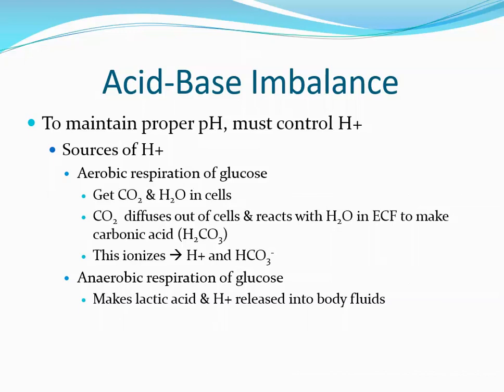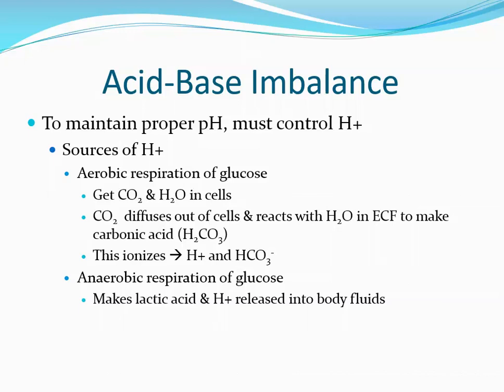For example, aerobic respiration of glucose, which is how we get the majority of our energy, our ATP. When glucose is completely broken down in aerobic respiration, it results in the formation of carbon dioxide and water in the cells. Carbon dioxide is a waste product, and it will diffuse out of the cells and into the plasma. When it's in the plasma, CO2 will react with the water in the ECF, and as a result, produce carbonic acid. Carbonic acid will ionize into bicarbonate and hydrogen ions, and then these free hydrogen ions contribute to pH.